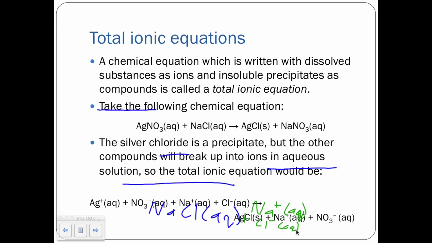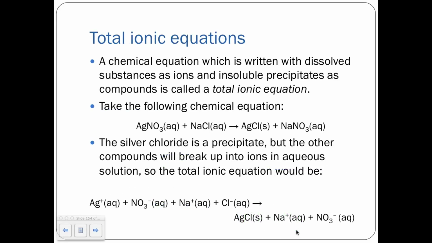So to do this, we're going to write out what's called a total ionic equation. That's a chemical equation written with the dissolved substances as ions and, of course, the insoluble precipitates. Let's say that we have this particular equation right here: AgNO3, silver nitrate, in aqueous solution, plus NaCl in aqueous solution, yields AgCl, silver chloride, which notice has the phase notation (s), which indicates it's a solid, a precipitate. It's not dissolved anymore because it's insoluble. And then NaNO3, sodium nitrate, in aqueous solution.